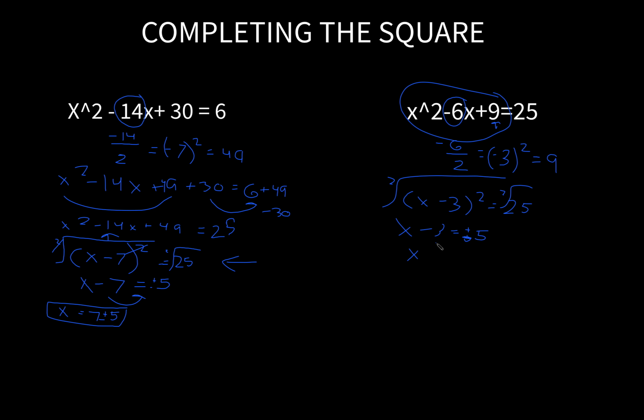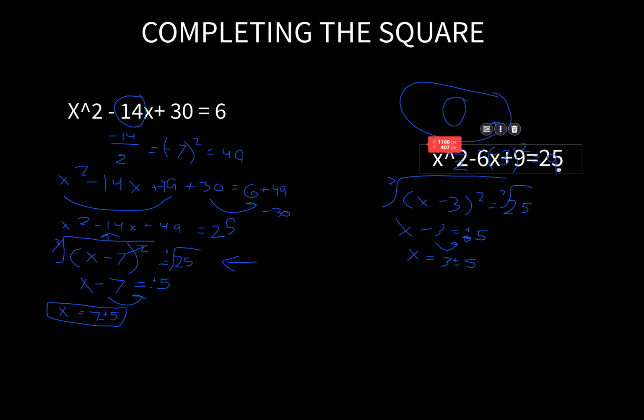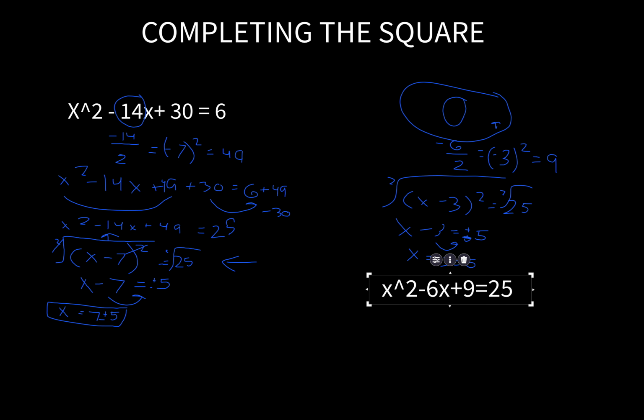Adding our 3 to the other side would give us a final answer of 3 plus or minus 5. Now, I want to examine this equation again. I'm just going to move it down here. Let's say this equation was reworded and we had x squared minus 6x, and the 25 was already moved to this side. So we'd have -16 as our c constant equals 0.